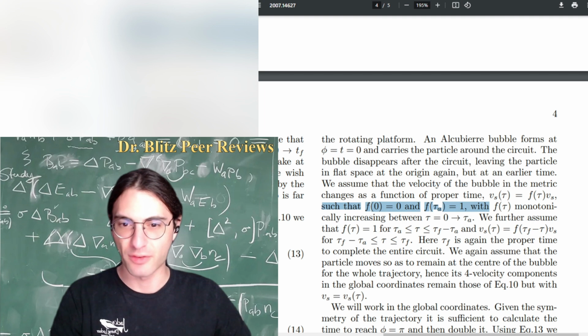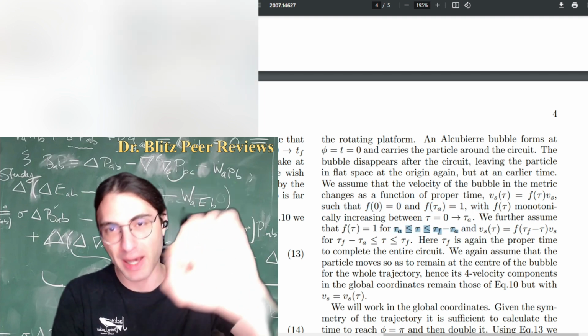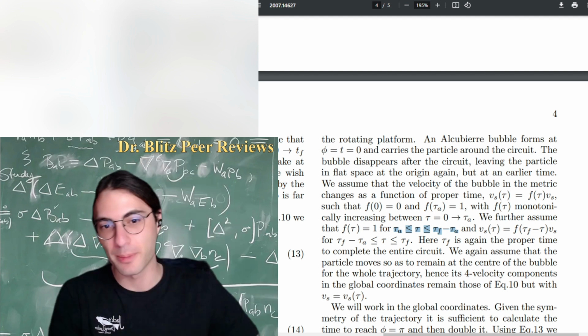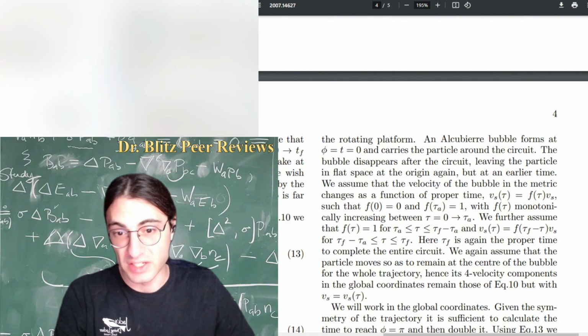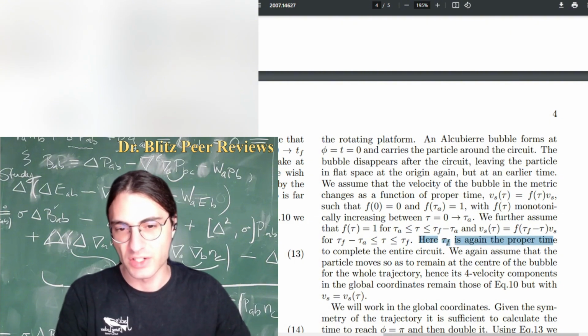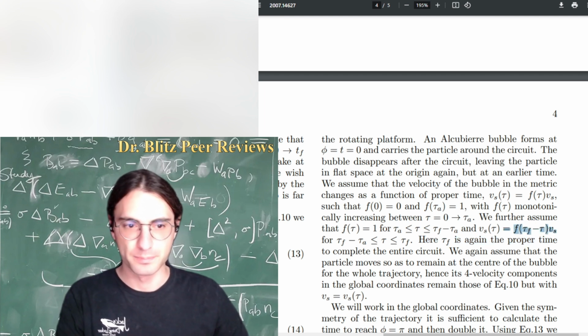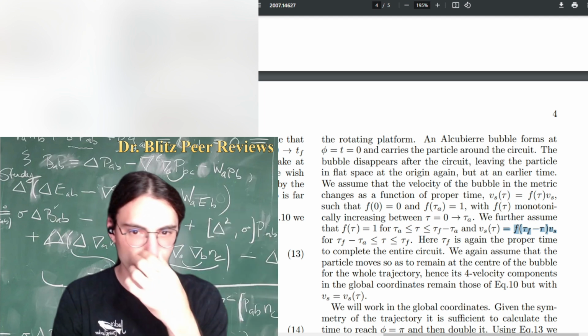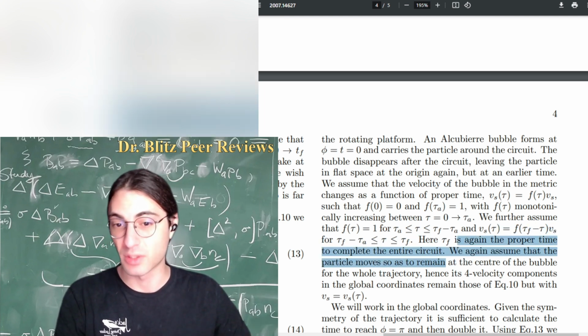Further, we assume that f of tau equals 1 for some range, so it's staying at maximum velocity for a good amount of time. And then presumably it decreases, and then it goes back down to 0 at the end of the circuit. Here, tau sub f is again the proper time to complete the entire circuit.